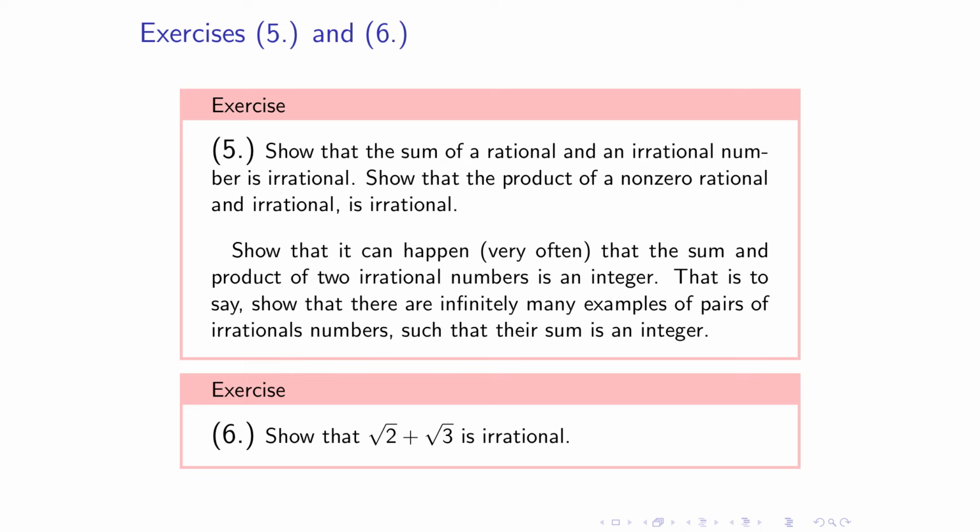But anyway, moving on to exercise 5, if you take a rational number and an irrational number, their sum will always be irrational. If the rational number is not 0, then their product will be irrational. And we will also show that there are infinitely many examples of two irrational numbers such that their sum is an integer, and there's another infinite family of examples where the product of two irrational numbers is an integer.